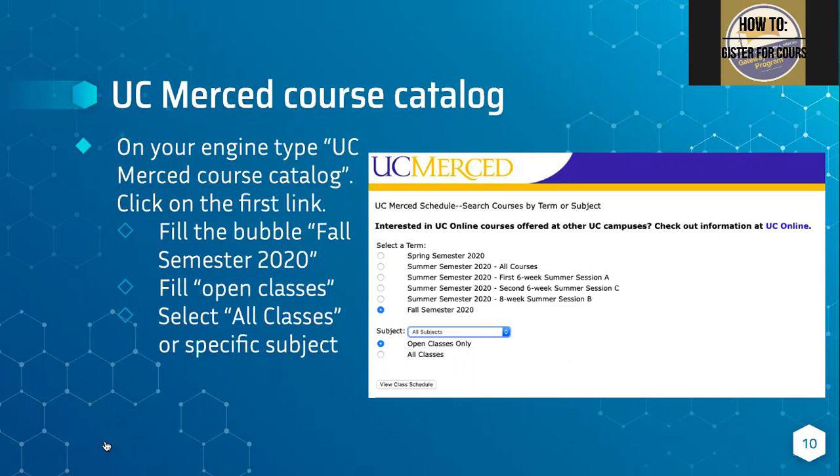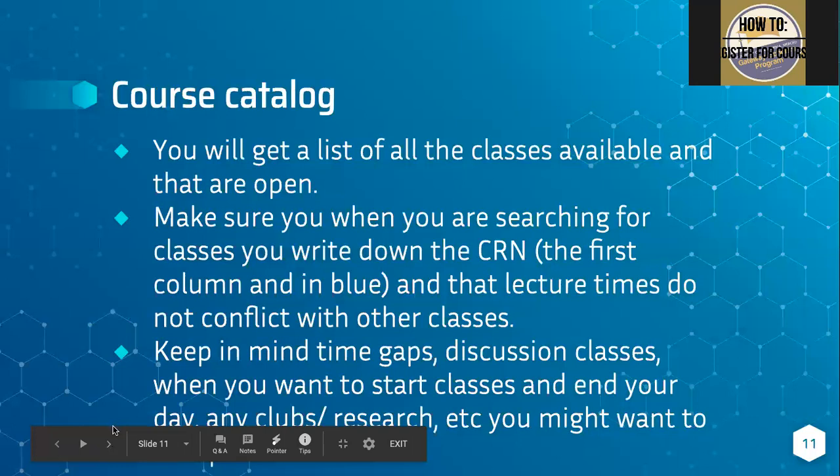Just because one semester they're offering a certain psychology class does not mean that the next semester they're going to offer it. So it's really important that you look up the classes based on whether it's fall or summer. So fill the bubble fall semester 2020, fill open classes, and then select all classes or a specific subject. You will see a list of all the classes available that are open.